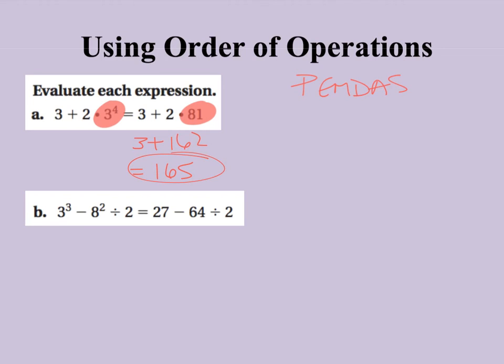In our second example here, again, they went ahead and evaluated the exponents for you. 3 to the third is 27, and 8 squared is going to give us 64. Again here, remember our base is a positive 8. 8 times 8 is 64, and we are subtracting here. So our first step is to divide. So a negative 64 divided by 2 is going to go ahead and give us a negative 32. And 27 minus 32 is going to give us the final answer of a negative 5.